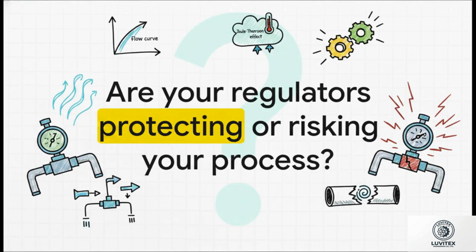So we've laid out the 5-step framework to diagnose, select, and maintain the regulators in your fluid systems. You know exactly how to read those flow curves, how to accommodate the Joule-Thomson effect, and how to aggressively combat creep. I want you to look critically at your own facility today. Are your regulators an invisible shield actively protecting your process, or are they a ticking time bomb, silently setting the stage for a massive failure?